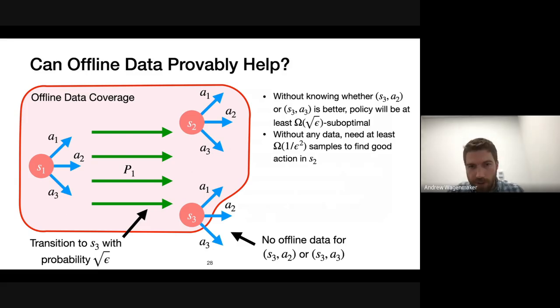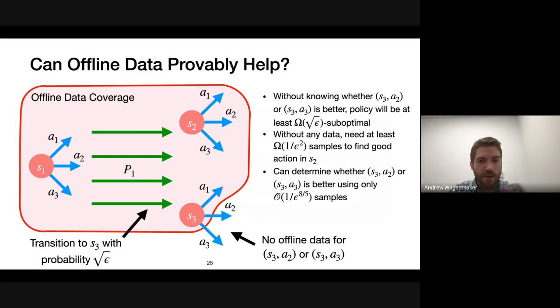But we can also construct it in a way such that solving for the optimal action in state S2 would in general take 1 over epsilon squared samples if you have no prior knowledge. And so using the offline data, we assume we have good enough coverage that we already have 1 over epsilon squared samples for all the actions in S2. And so we can identify what this optimal action is in S2 without any additional exploration. But if we ignored that data, we would need to pay 1 over epsilon squared samples.